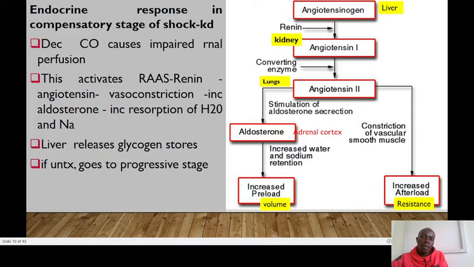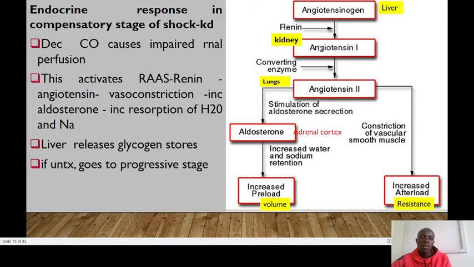So we need the converting enzyme from the lungs to come in so that we can convert this angiotensin 1 into angiotensin 2, which is a potent vasoconstrictor. Remember, it is the liver that is going to release the angiotensinogen. Remember, if this compensatory stage of the shock is not treated, it's likely going to proceed to the progressive stage.